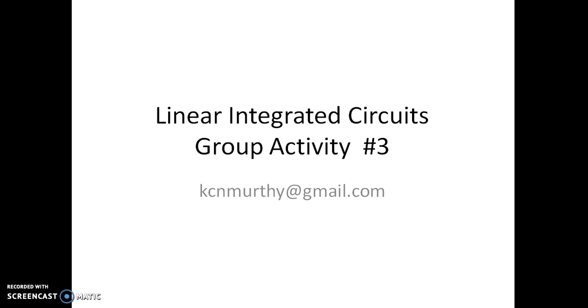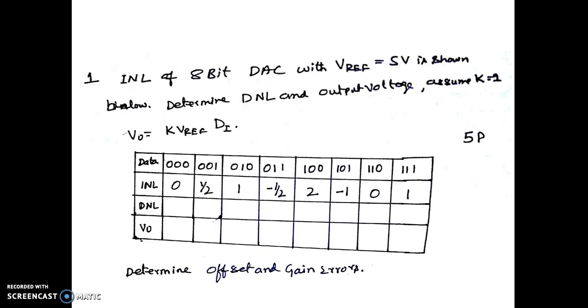So this is related to group activity number 3. Here it was asked: the INL of an 8-bit DAC with V reference of 5 volts is shown in this table. This is actually a 3-bit DAC. This is not 8-bit, this is 3-bit.